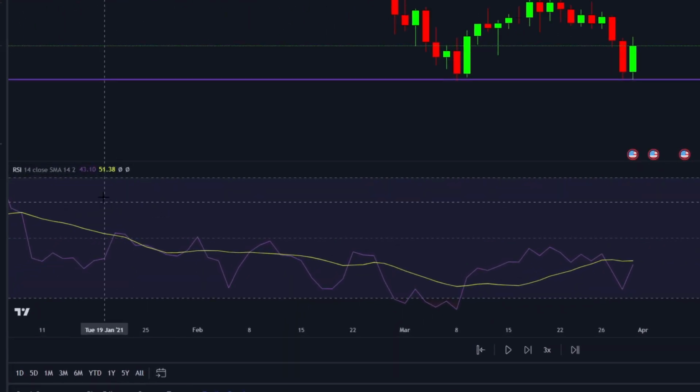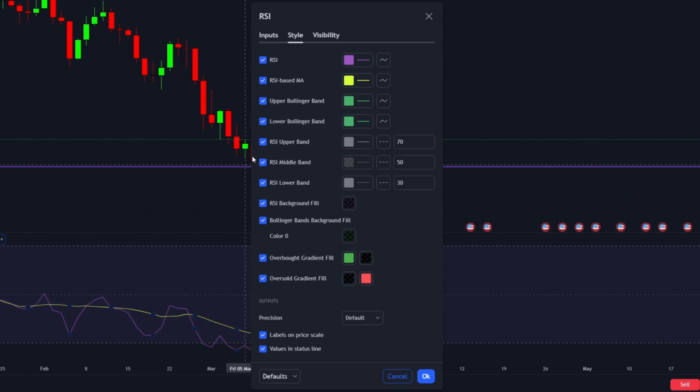But before we do that, for this strategy, you want to go up here to the RSI settings. So you press this cog right here. And first of all, you want to uncheck where it says RSI based moving average. This is basically a moving average of the RSI, and this moving average is not used for this strategy. So we uncheck it to make the RSI look more clean.